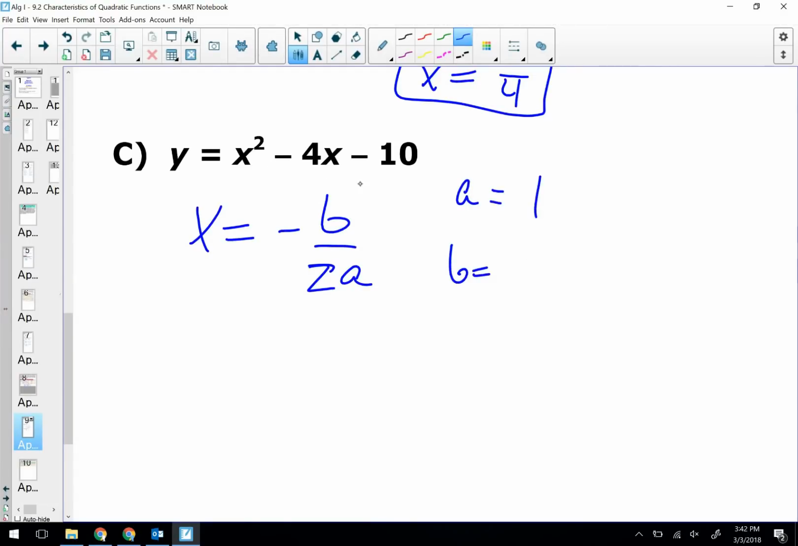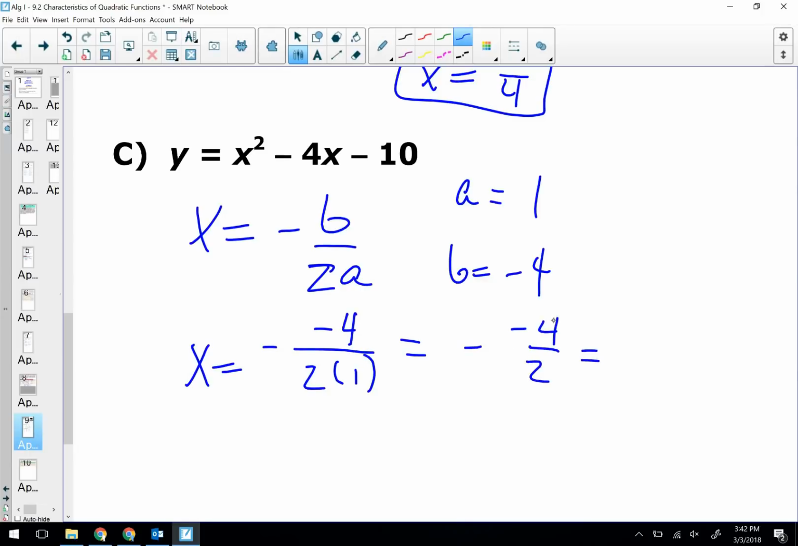A is 1, b is negative 4. So we got x equals negative 4 over 2 times 1. So I've got negative 4 over 2. Okay, watch here. Negatives cancel out. 4 divided by 2 is 2. So it's x equals 2. And there's my answer. So just based on the equation alone, I can tell what the axis of symmetry is.